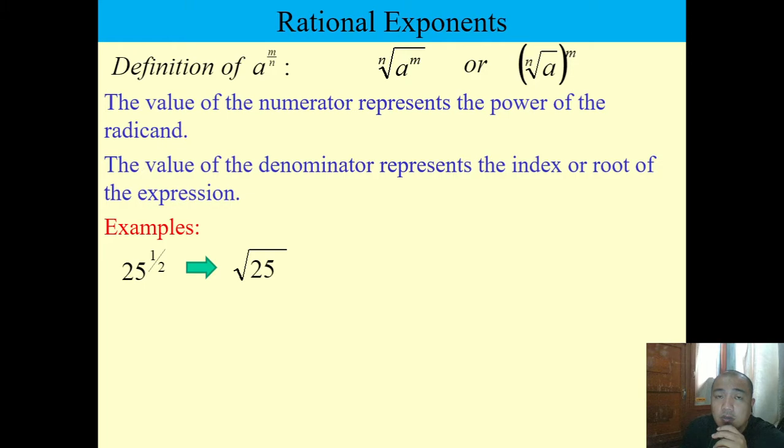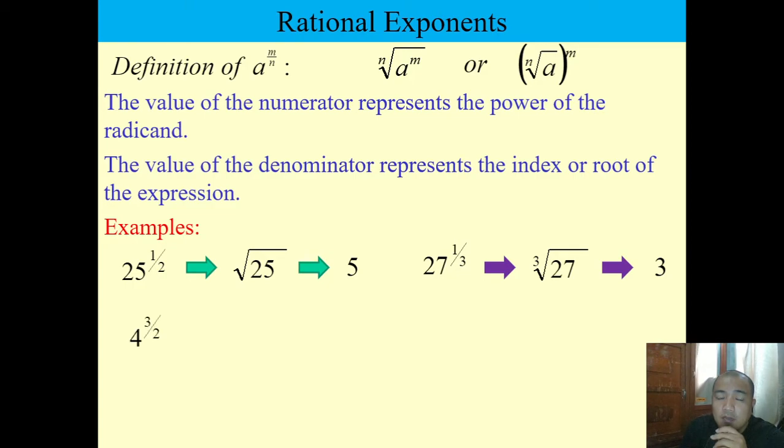Examples: what is 25 raised to 1 half? That's actually the square root of 25. So any number raised to 1 half is the square root of that number, which, when we simplify the square root of 25, is equal to 5. How about 27 raised to 1/3? That means the cube root of 27, which is equal to 3. 3 times 3 times 3 is 27.